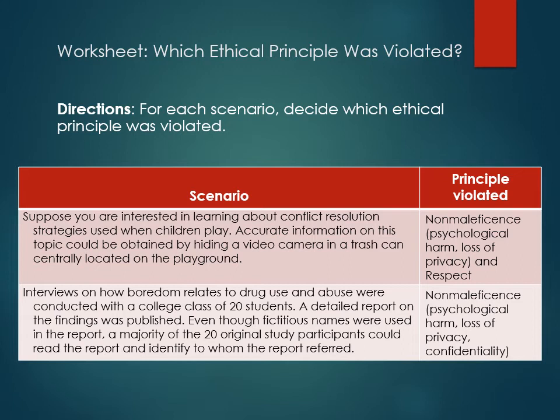Second one, interviews on how boredom relates to drug use and abuse were conducted with a college class of 20 students. A detailed report on the findings was published. Even though fictitious names were used in the report, a majority of the 20 original study participants could read the report and identify whom the report referred to. So somebody could pick this up and look at the information and be like, oh, I remember, and I can specifically name who this is. So again, that's a loss of privacy and confidentiality. And it could result also in some psychological harm.